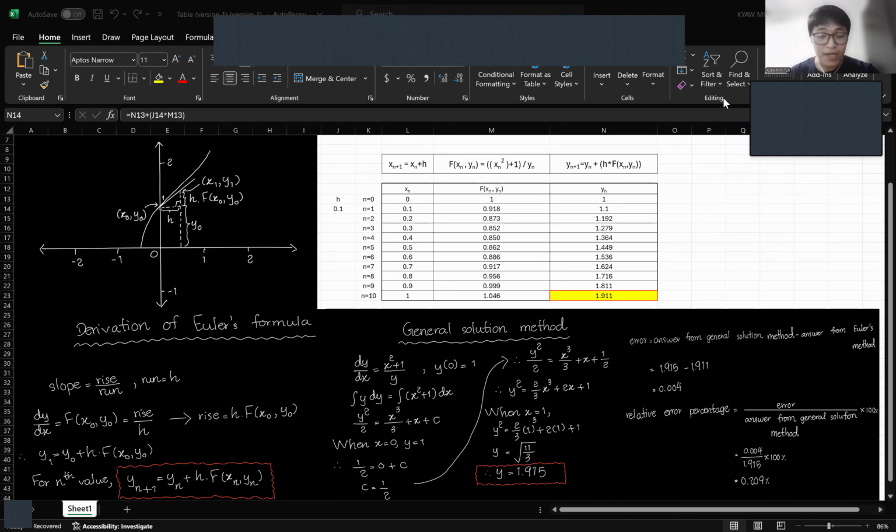So finally, we can conclude that Euler's method can give a rough approximation, but not the exact answer. And the more we reduce the step size, the more the error will decrease. Thank you.